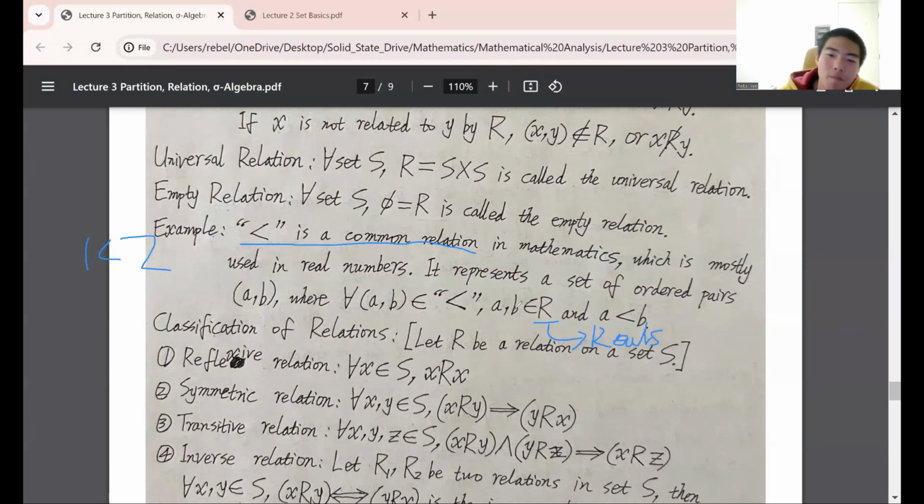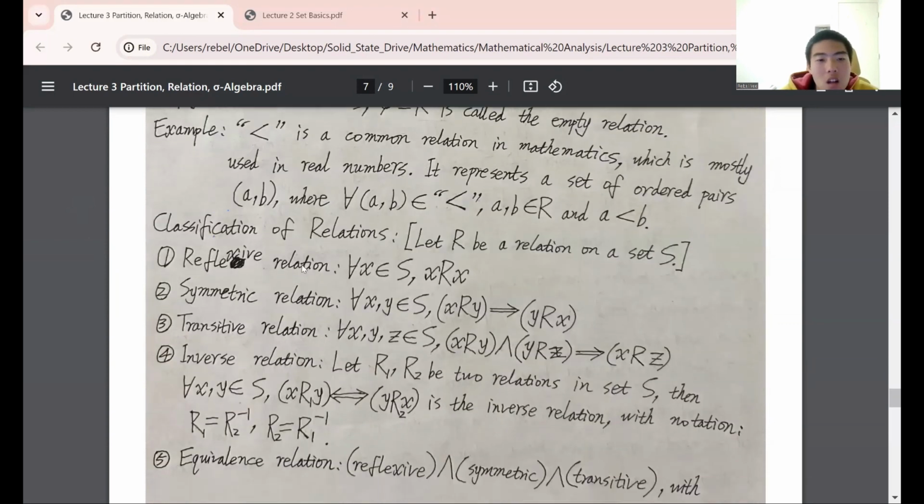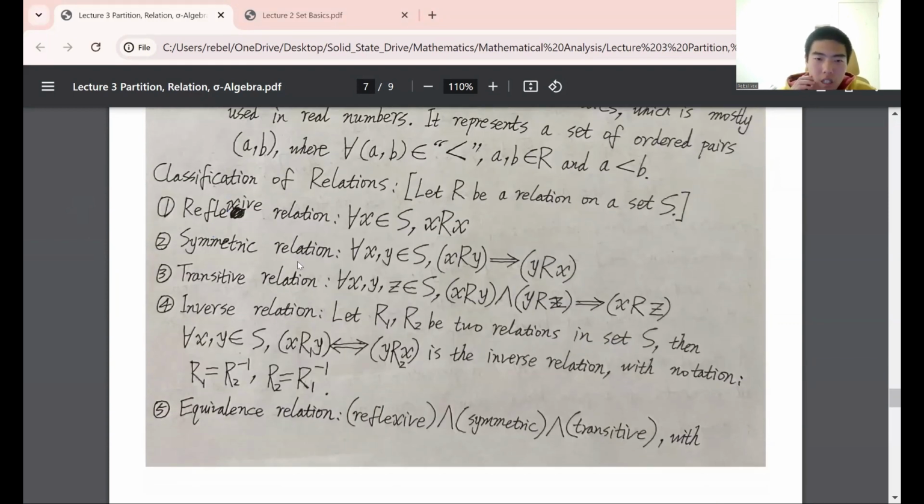So for a, b belonging to the real numbers, if (a, b) belongs to the relation smaller, then a is smaller than b, right? So smaller is a relationship. And most of the relationships we talk about are smaller, greater, smaller or equal to, greater or equal to, equal, not equal, something like that. All right, so let's define classifications of relations.